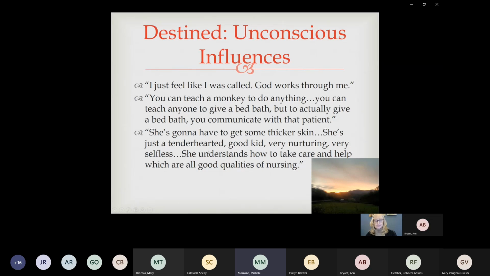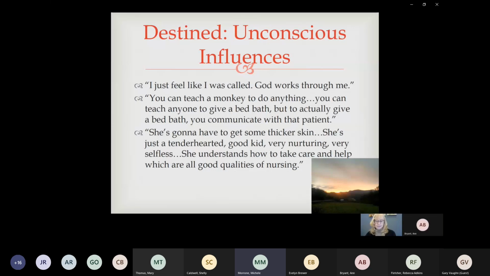There were unconscious influences that included faith and inherent personality characteristics. Faith reflects a perception of a higher being that supports, cares for, and directs one's life. One participant said, I just feel like I was called. God works through me. This topic was clearly very emotional for some participants. One started to cry during her comments. I just felt like God really opened the door for me and called me to be a nurse. He gives us, each of us, skills and has a purpose for each one of our lives.